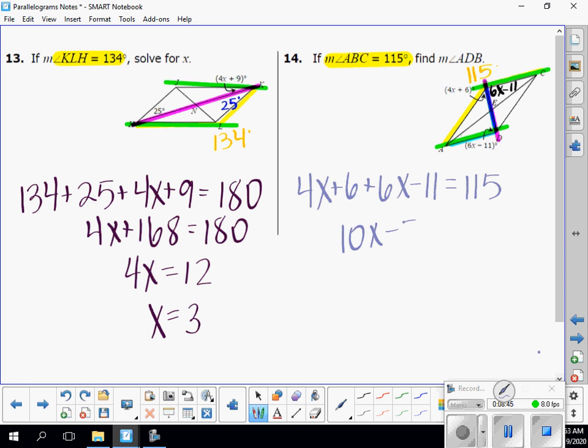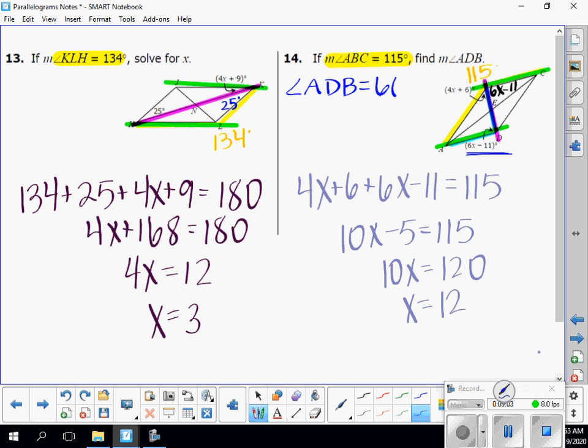That gets me 10x minus 5 equals 115. Gets me 10x equals 120, which gets me x equals 12. They wanted ADB. I showed you what that was at the beginning, but it's right here. So I'm plugging that in for a total of 61 degrees.